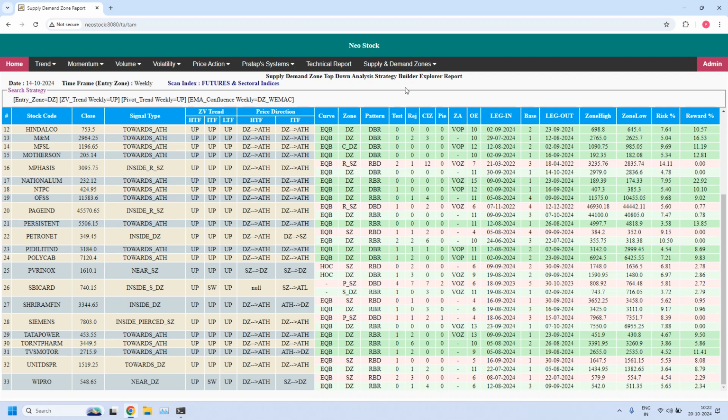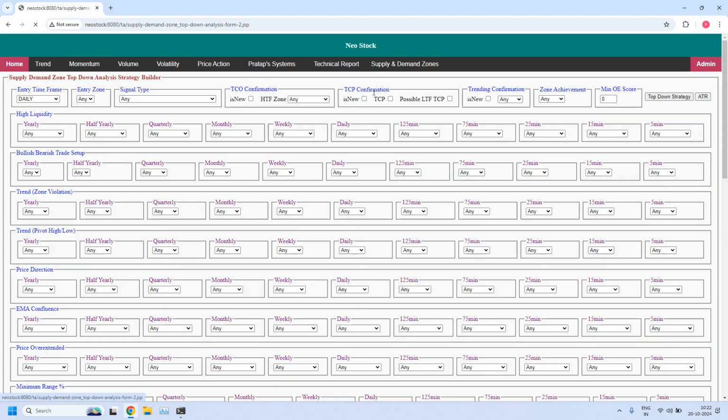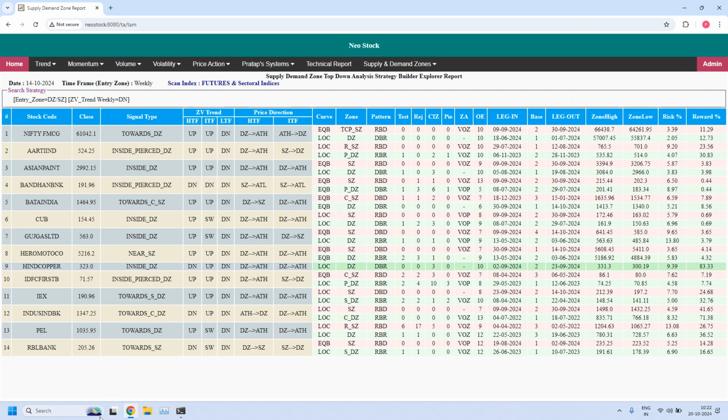Okay, next let us look for stocks currently having downtrend for weekly time frame. Trend, zone violation trend and weekly time frame. I am selecting the trend as a downtrend. So currently these 14 stocks are supporting downtrend.